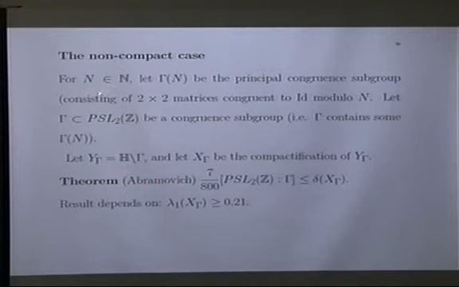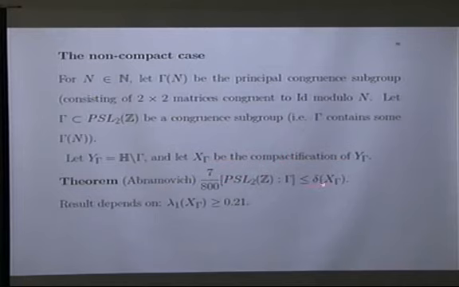So here you let gamma n be the principal congruence group, consisting of those 2x2 matrices congruent to identity modulo n, and you take a congruence subgroup, which just means gamma contains some gamma n. For such a gamma, you look at H mod gamma, you get Y gamma, and then you take the compactification of Y gamma by adding a point to each cusp. So you get this X gamma.